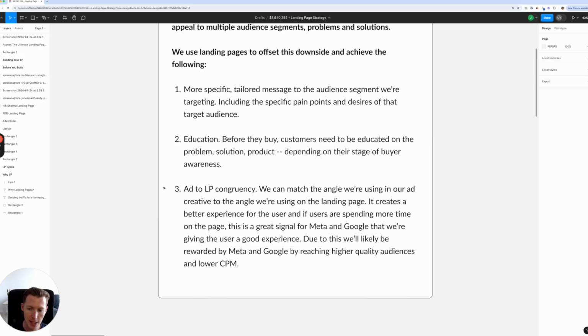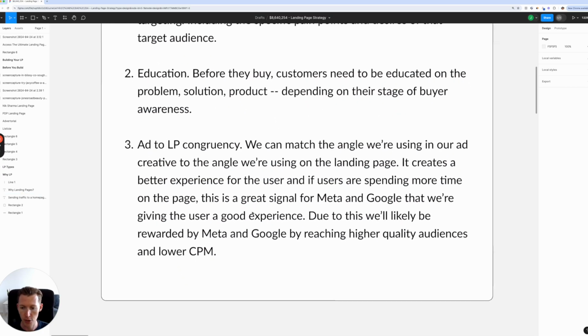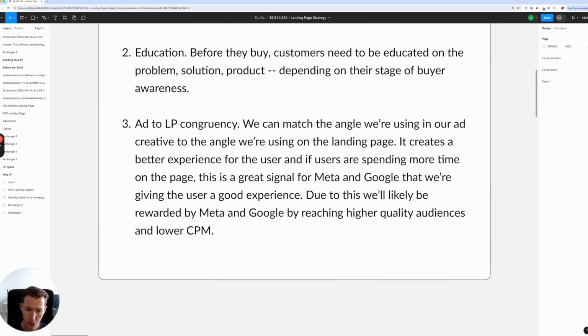And the third point is the ad to landing page congruency. So we can match the angle we're using in our ad creative to the angle we're using on the landing page. And it creates a better experience for the user. And if users are spending more time on the page, this is a great signal for platforms like Meta and Google that we're giving the user a good experience. So this is a little bonus, and due to this, we'll likely be rewarded by Meta and Google by reaching higher quality audiences and lower CPM.